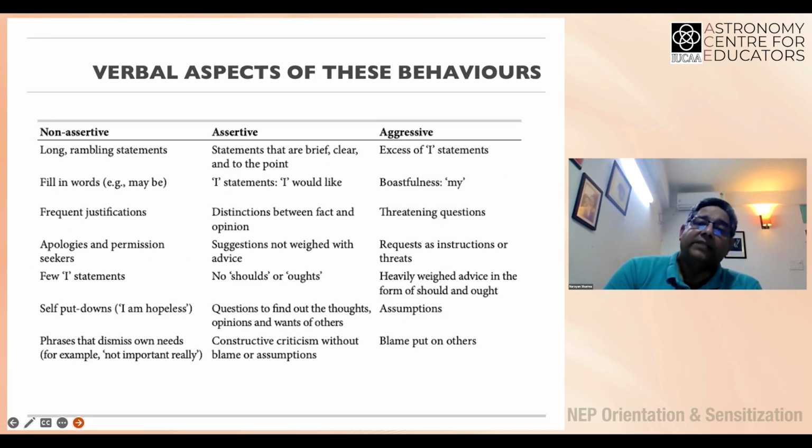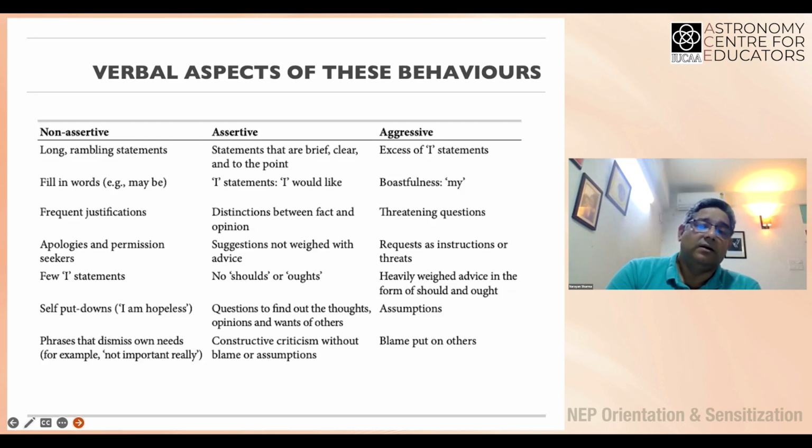So these are some of the verbal aspects of these three behaviors. For non-assertive behavior, there are long rambling statements and filler words, for example, maybe, that kind of thing, and then frequent justifications, apologies or permission seekers, and few I statements, self put-downs, I am hopeless, and phrases that dismiss own needs, for example, not important really. So these are some of the verbal aspects of non-assertive behavior. And in assertive behavior, statements are brief, clear, and to the point.